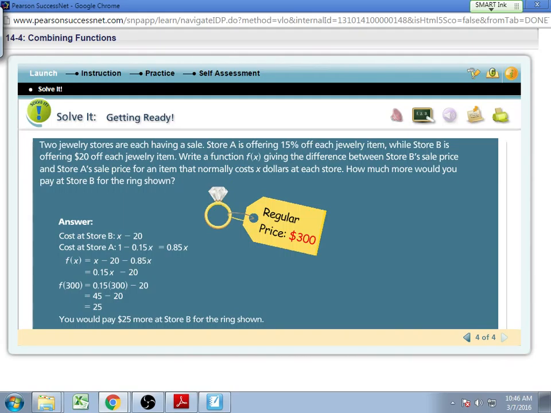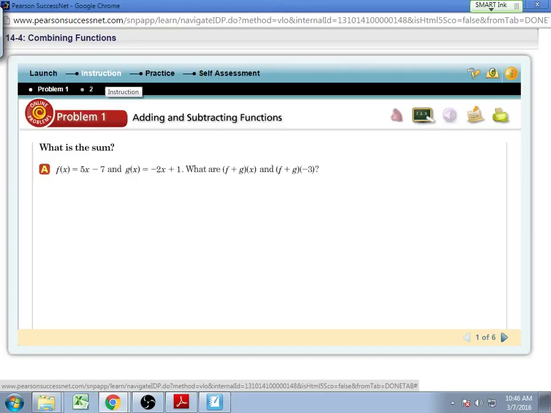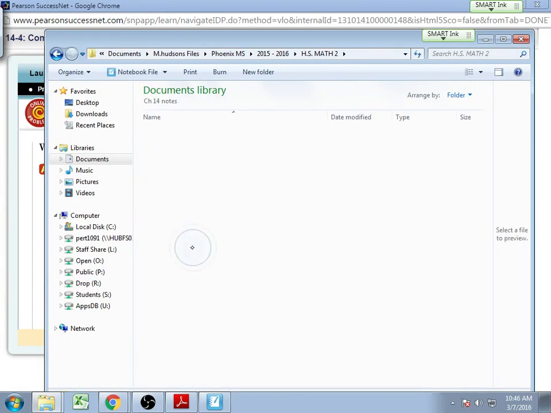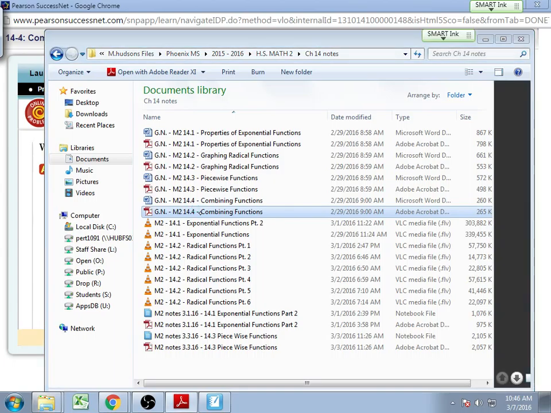So if we look at our first problem, we have a function f that is 5x minus 7 and a function g that is negative 2x plus 1. I started the work for you. I want you to try to finish out the work and figure out what f plus g of x is. I'm going to pull up the notes so that it doesn't give you the answers when I don't want you to have them.